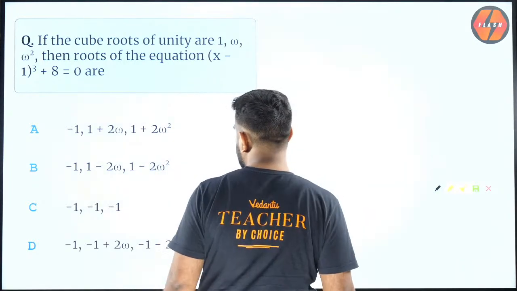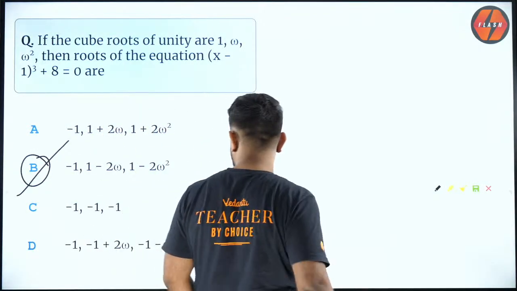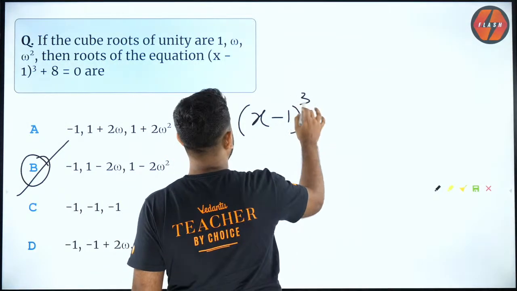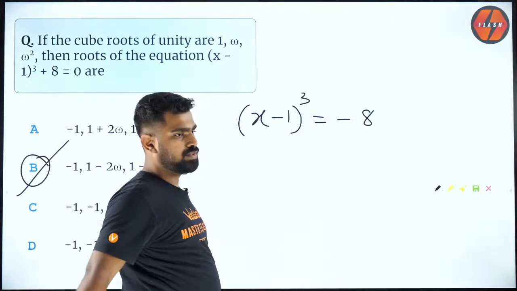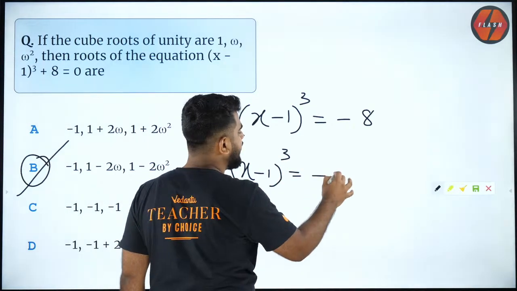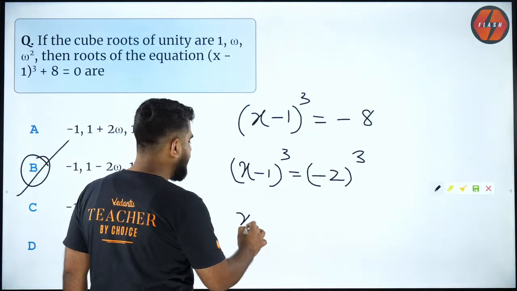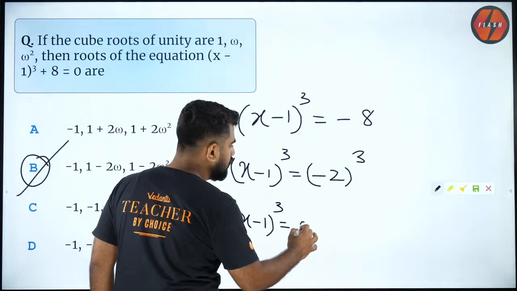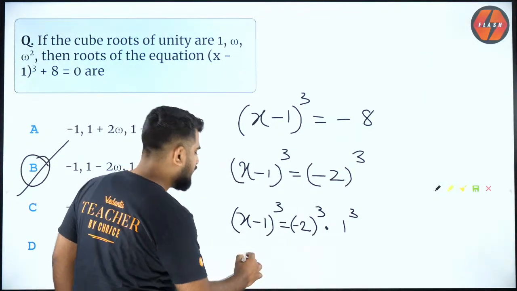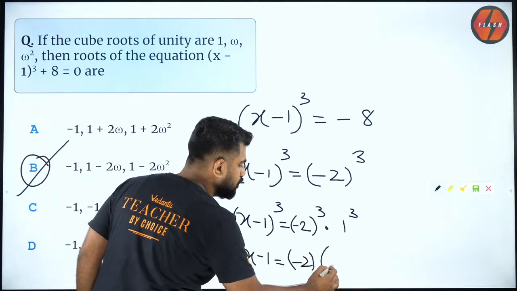So guys, the answer is option B. Option B is the right answer. Okay, so how do we do this? (x minus 1) whole cube is equal to minus 8. So can I say (x minus 1) whole cube is equal to (minus 2) whole cube? So can I say (x minus 1) whole cube is equal to (minus 2) whole cube into 1 cube? So can I say x minus 1 is equal to minus 2 into cube roots of unity?